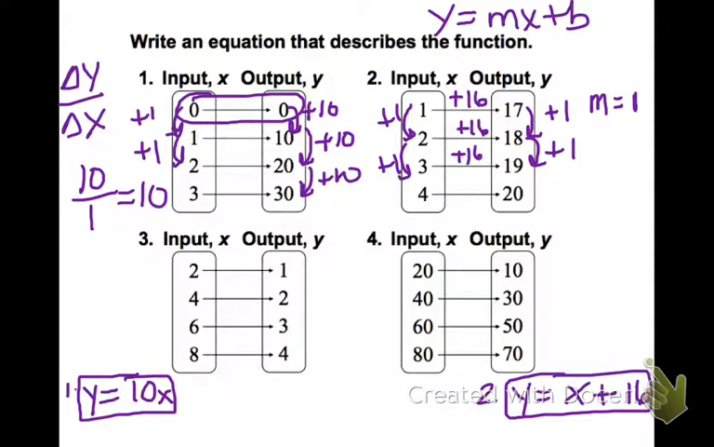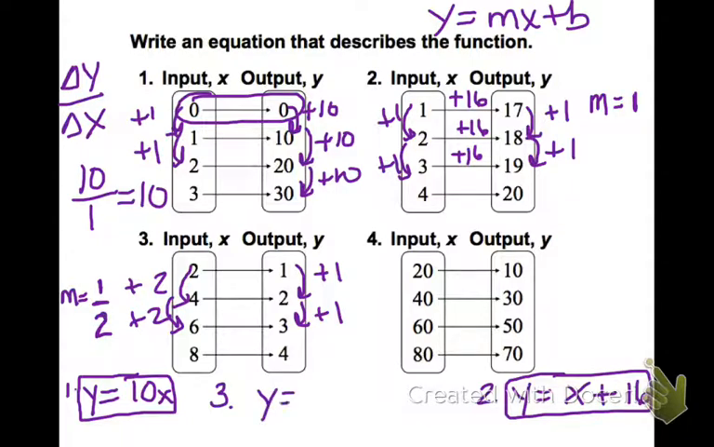So looking at 3, I'm going up by 2. All right, and over here, 1 to 2 is plus 1, so these are plus 2, plus 1. So my slope in number 3 is equal to the change in y over the change in x. So it's 1 over 2. So I'm going to start by saying y is equal to 1 over 2x, so half of x.